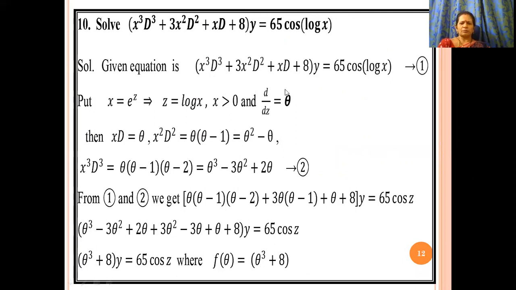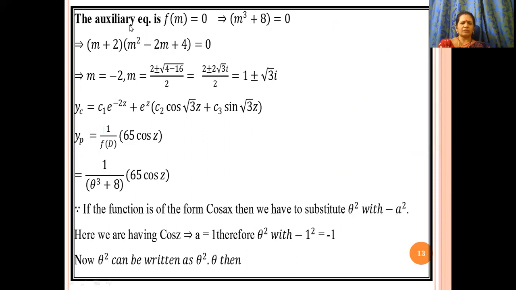So this is another problem. So apply the Cauchy Euler form. Then we'll get f of theta. This is the q. Then after getting f of theta, write down the auxiliary equation. So in the auxiliary equation, these are the complex roots. Then after getting the complex roots, write down the complementary function. Then write down the particular integral.